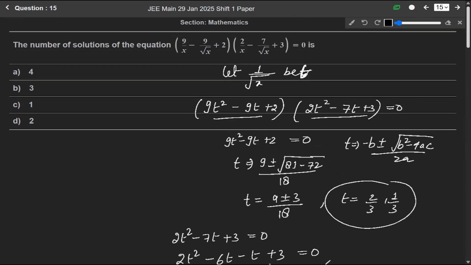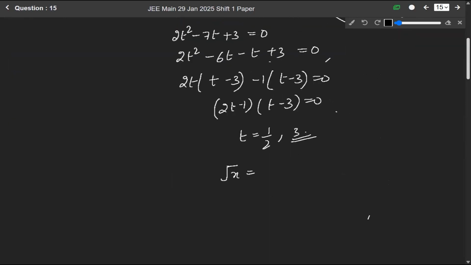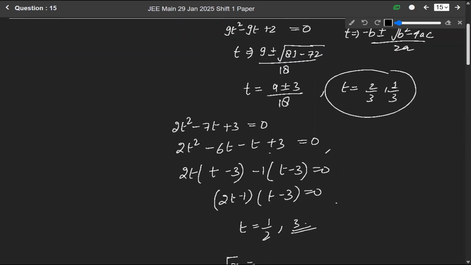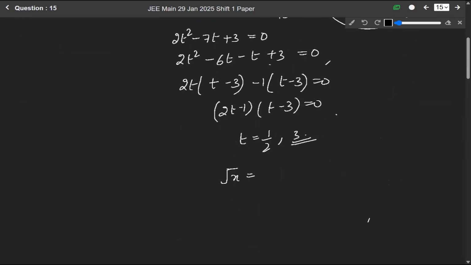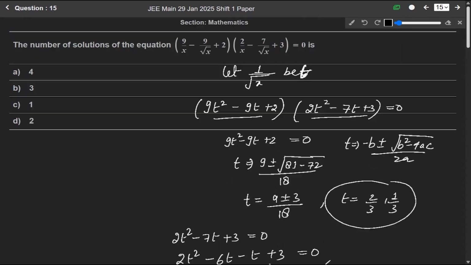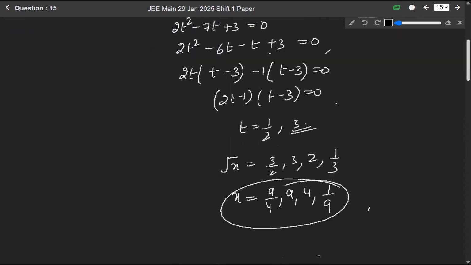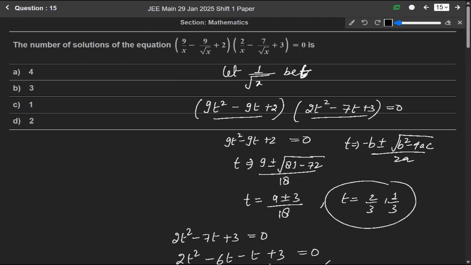Okay, we have taken 1 over root x, na? So root x will be 3 by 2 and 3, 3 by 2 comma 3, and from here 2 comma 1 by 3. So from here x will be equal to 9 over 4, 9, 4, 1 over 9. These are the values of x. So the number of solutions will be 1, 2, 3, 4. So our answer is option A, 4.